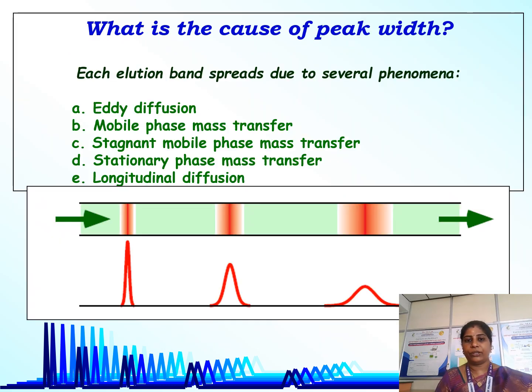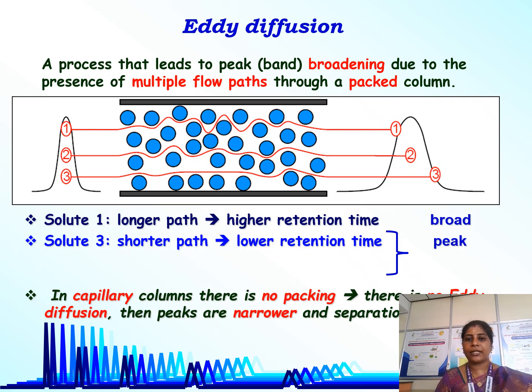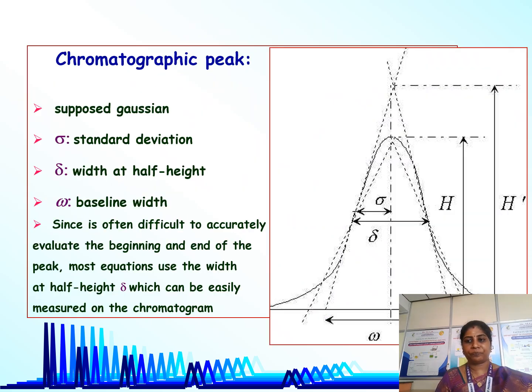What is the cause of the peak width? Each elution band spreads due to several phenomena. The main causes of peak width are eddy diffusion, mobile phase mass transfer, stagnant mobile phase mass transfer, stationary phase mass transfer, and longitudinal diffusion. Eddy diffusion is the process that leads to peak broadening due to the presence of multiple flow paths through the packed column. So solute 1 takes a longer path, with higher retention time, whereas solute 2 takes a shorter path, with lower retention time. In a capillary column there is no packing, so there is no eddy diffusion. Then peaks are narrow and separation takes place.